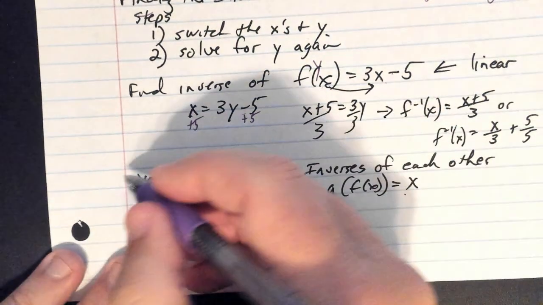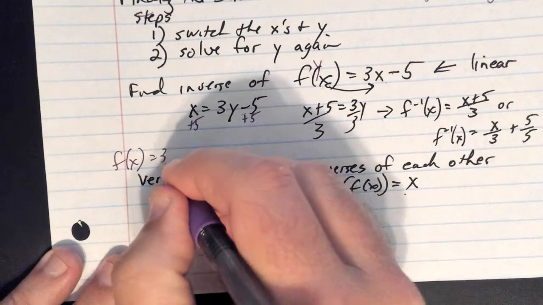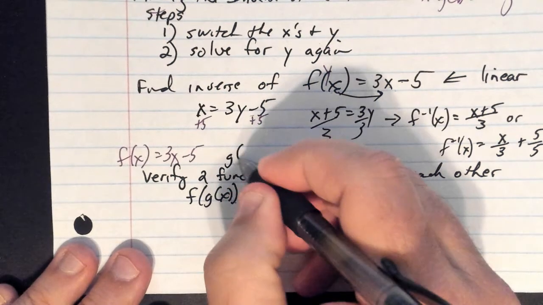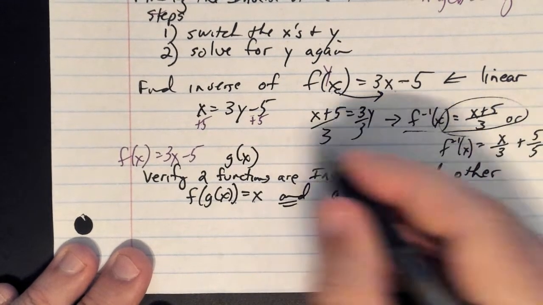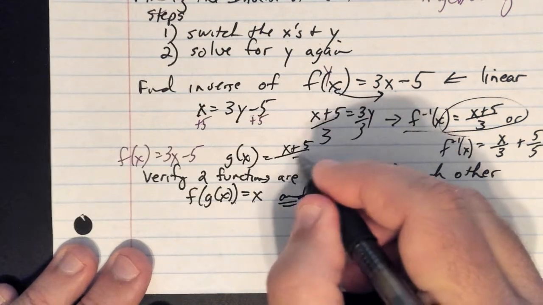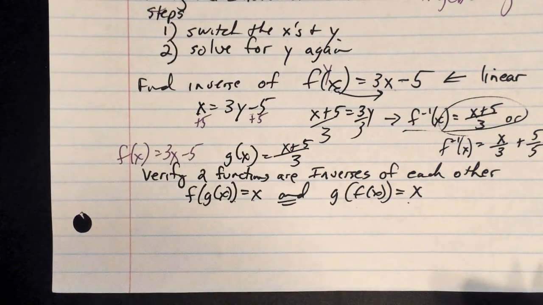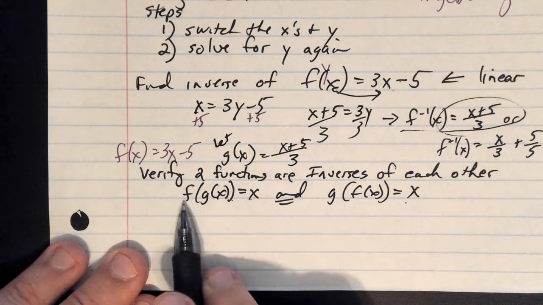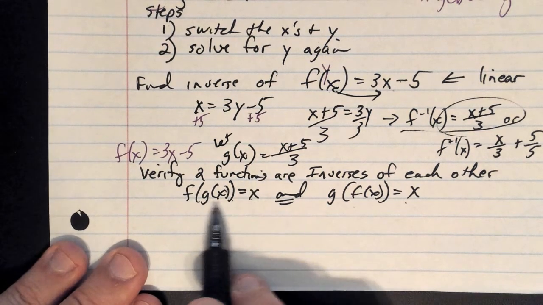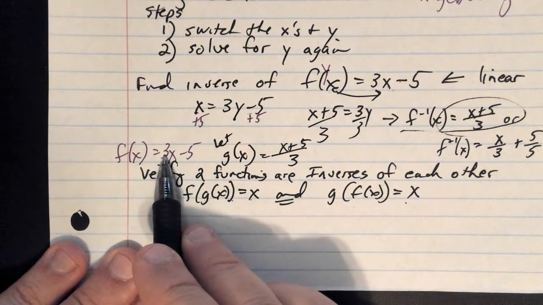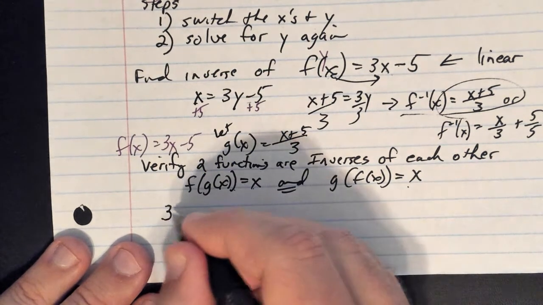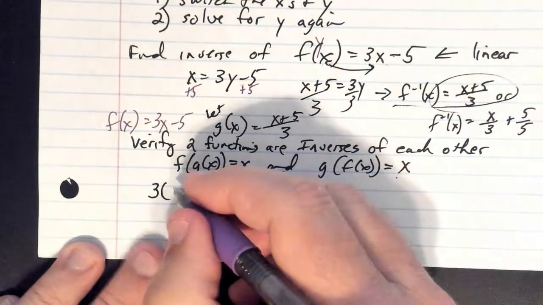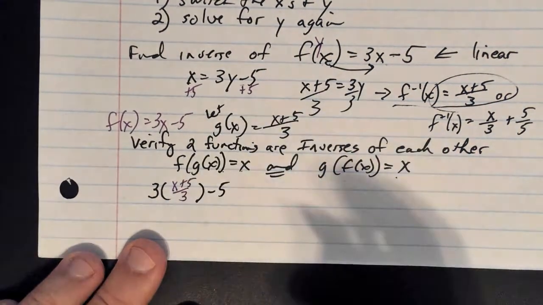Well, I know f of x. If I say f of x is 3x minus 5, and g of x is what we just found a second ago, x plus 5 over 3. We know those are inverses, but let's prove that they're inverses. So this is f of x, this is g of x. We're going to put g of x into f of x. So if f of x is 3 times x minus 5, and we put x plus 5 over 3 in there, let's see what happens.